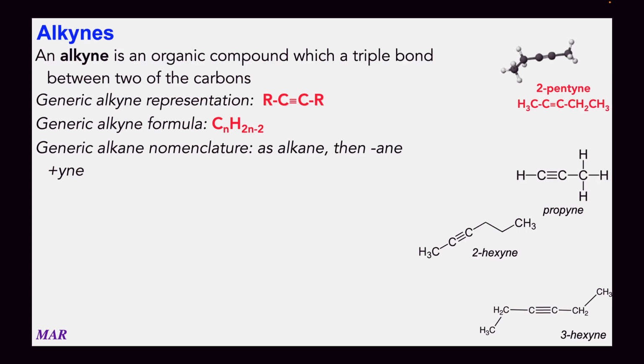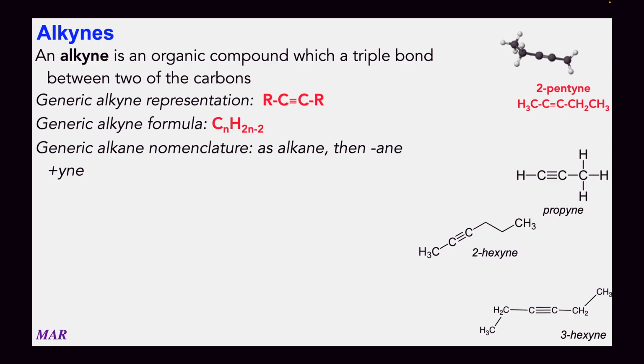And you can see how the generic representation changes. Making a triple bond instead of a single bond, you have to lose not just 2, but actually 4 hydrogens. So the generic alkyne formula is CnH2n minus 2. Now, naming them isn't too hard. You would name this as if it was an alkane, but then you change the ane ending to yne. And also, you need a number for the triple bond. The triple bond is very reactive. There's cool stuff you can do with it. So if there's any question as to where the triple bond is, include a number.